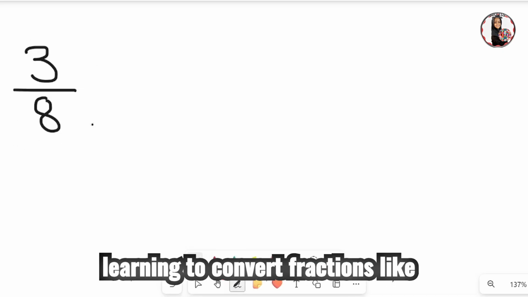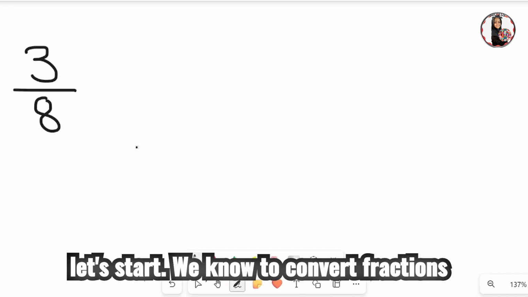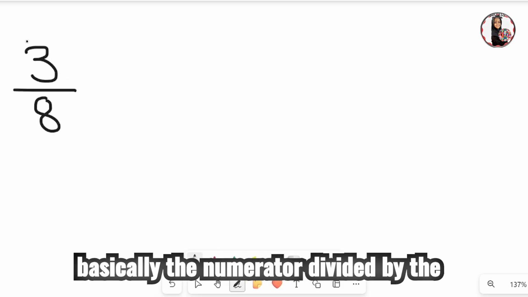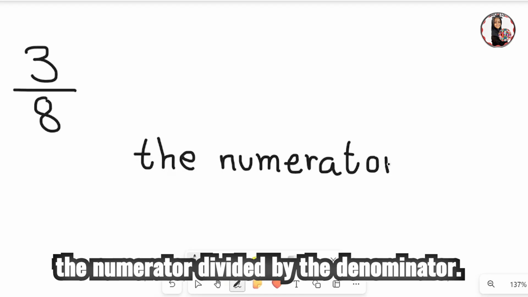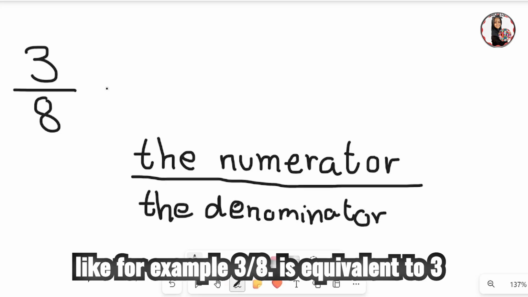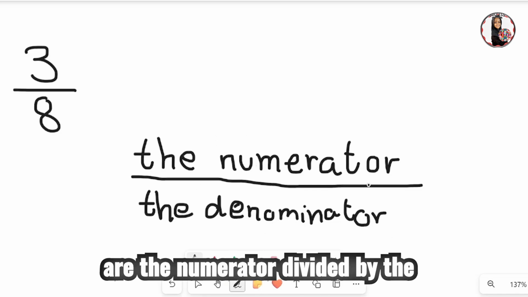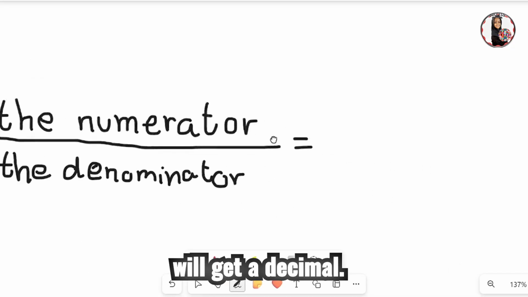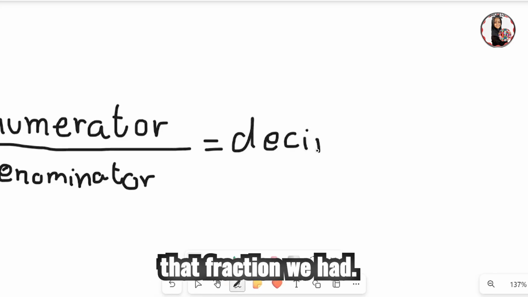Today we're going to be learning to convert fractions like this into decimals. So let's start. We know that fractions are basically the numerator divided by the denominator. For example, 3/8 is equivalent to 3 divided by 8, right? When we do this, we will get a decimal. That decimal is what is equivalent to the fraction we had.